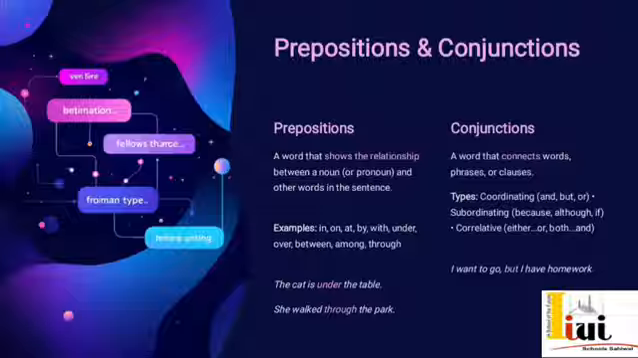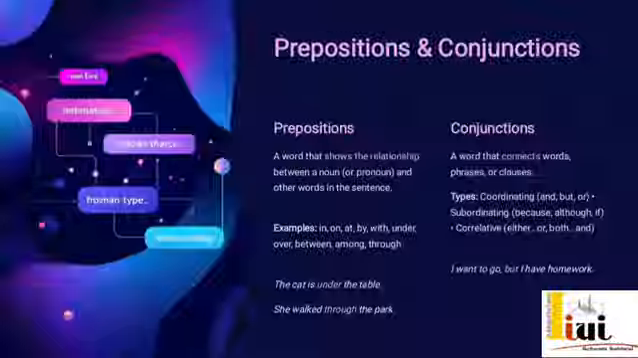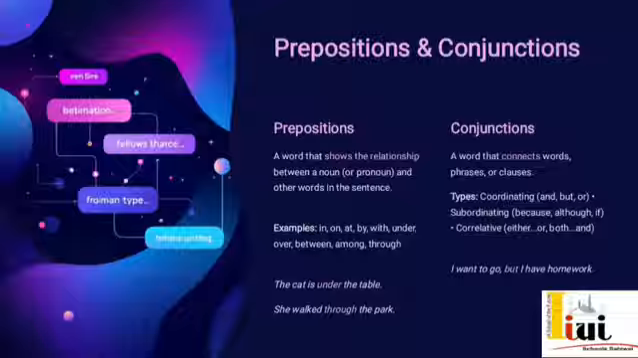Now another topic is conjunction. Let me explain it to you guys. A conjunction is a word used to connect words, phrases or clauses. Here are some types of conjunction, which are coordinating, subordinating and correlative.